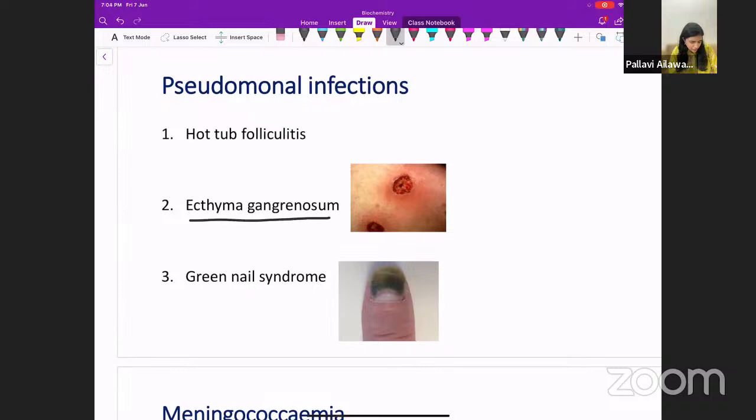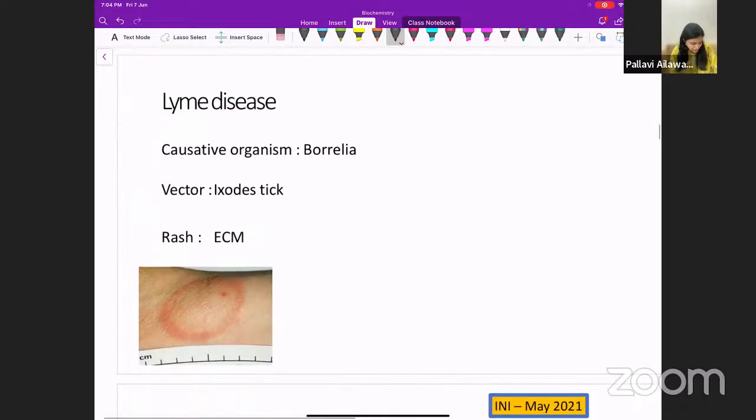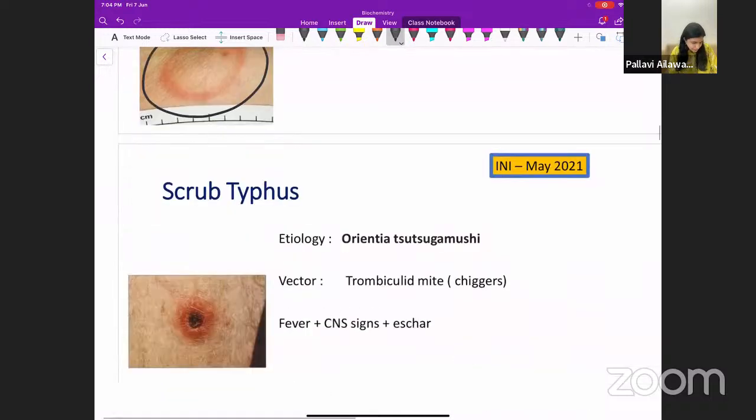Pseudomonas causes ecthyma gangrenosum. This is different from the ecthyma that is caused by staph and strep. Then we have meningococcemia, patient with fever, neck stiffness, vomiting, and purpuric lesions. That is meningococcemia. Lyme's disease, expanding annular rash, which is erythema chronicum migrans, caused by Borrelia burgdorferi. Vector is the Ixodes tick.